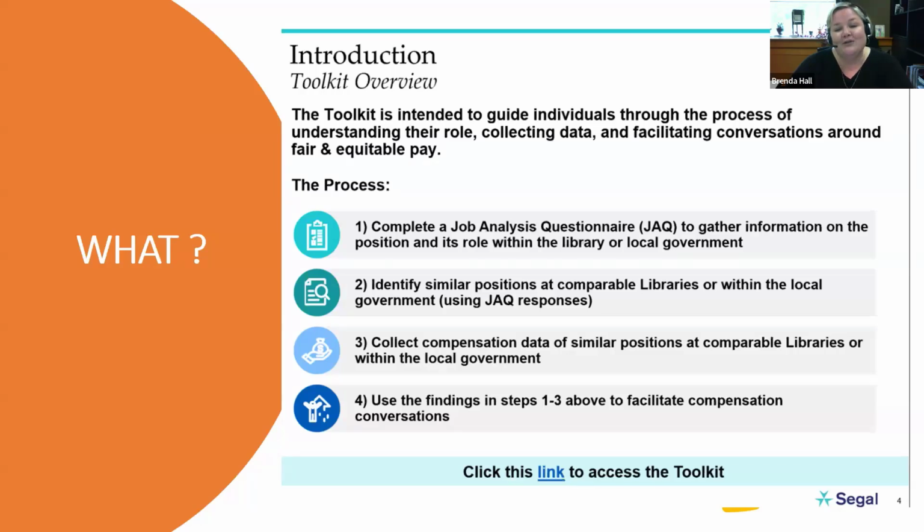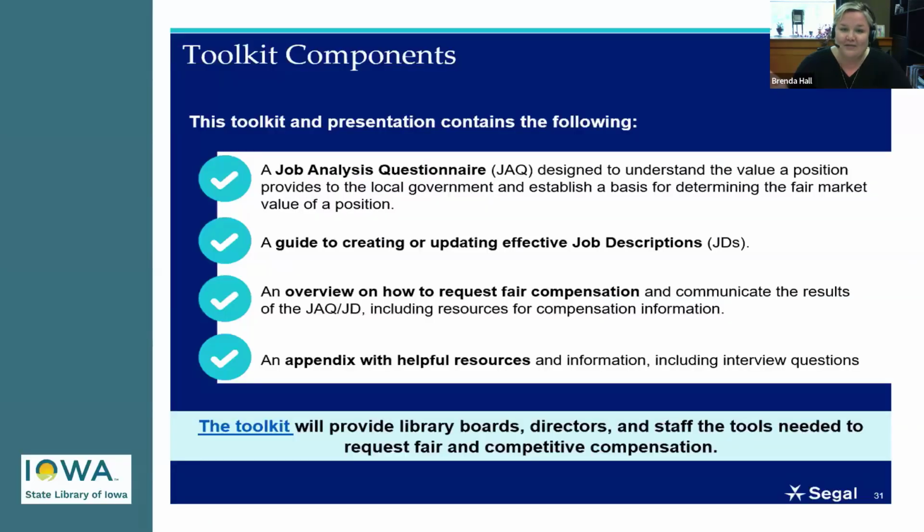We talk about how to compare similar positions within local government, collect area compensation data, and use those findings to then have conversations about compensation. Don't let these 4 steps overwhelm you. While they might seem daunting if you were doing the process on your own, the purpose of the toolkit is to explain and make that work easier. Our goal is to provide explanations, templates, and examples to get you from that first step all the way to the final step of the process.